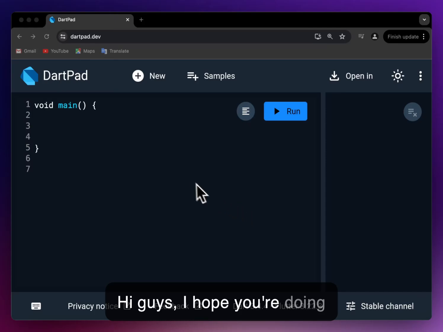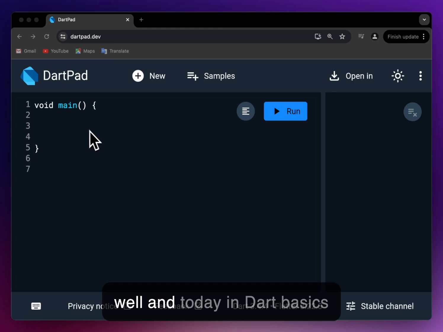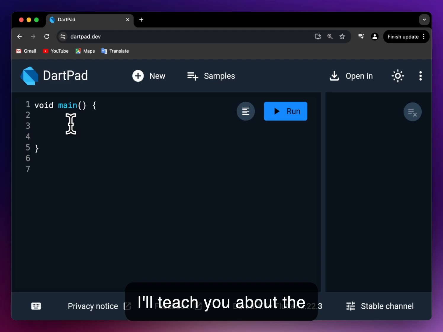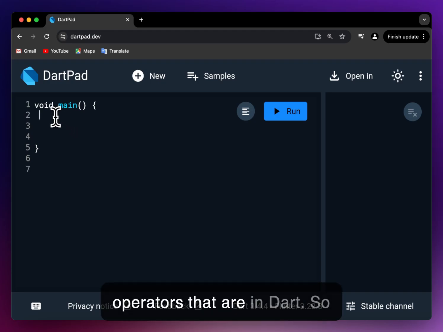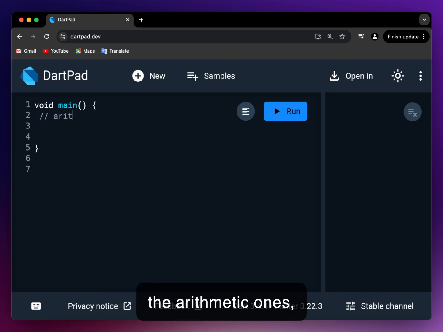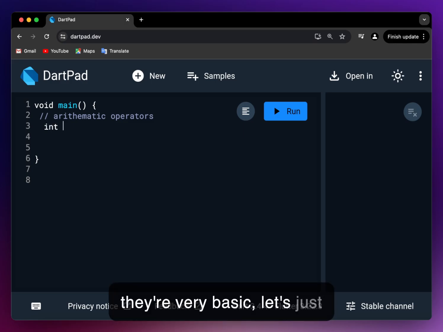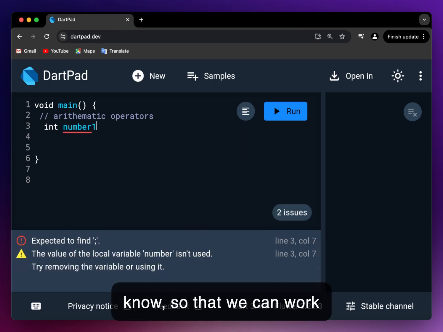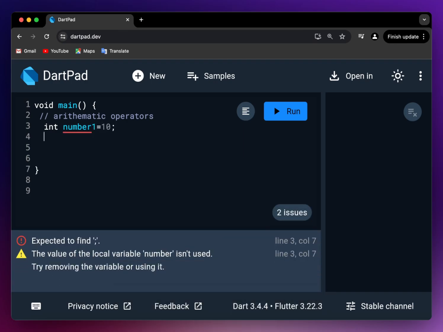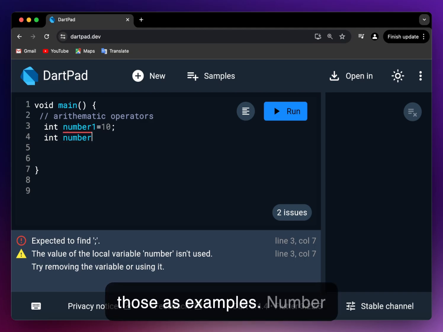Hi guys, I hope you're doing well, and today in Dart Basics I'll teach you about the operators that are in Dart. So first we're going to start with the arithmetic ones. Arithmetic operators. Now they're very basic. Let's just declare two numbers, so that we can work with those as examples.